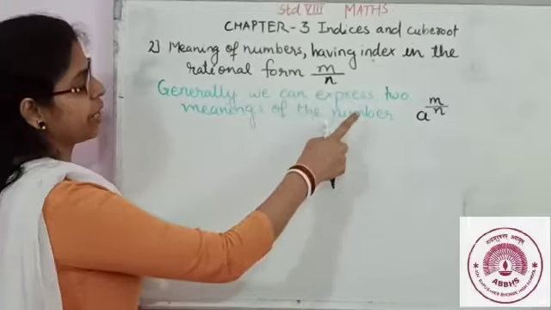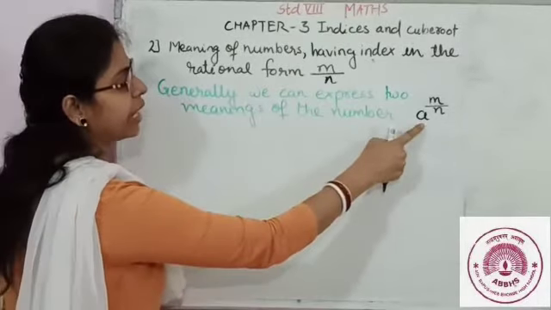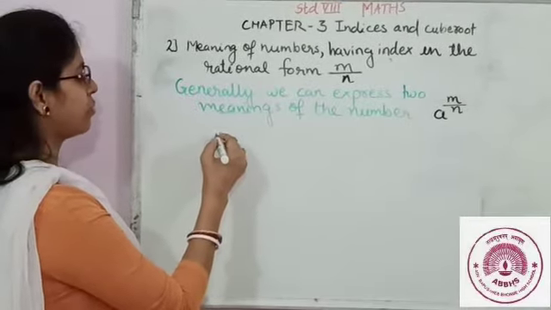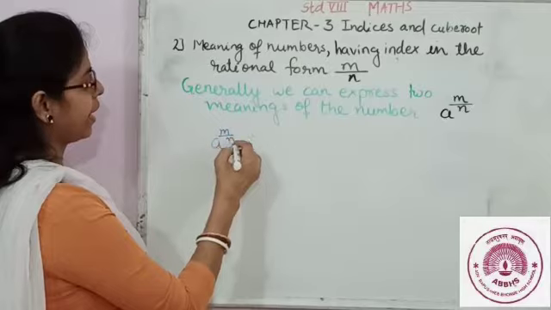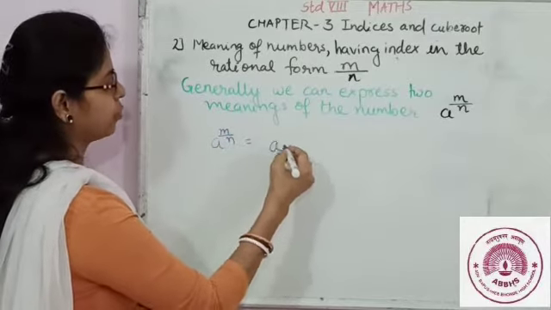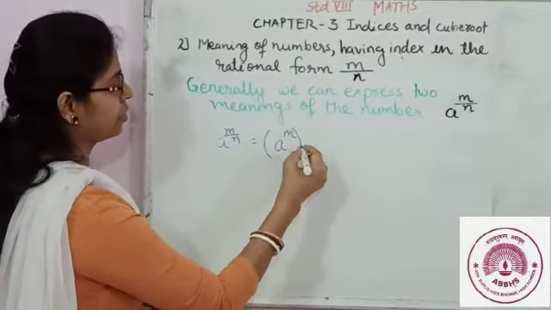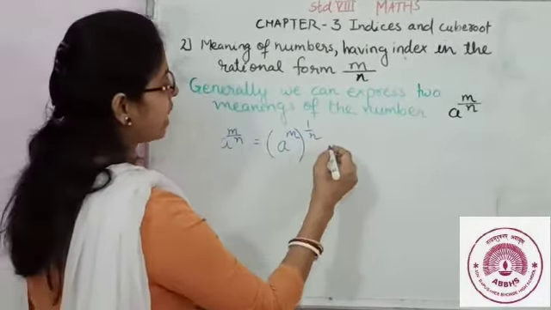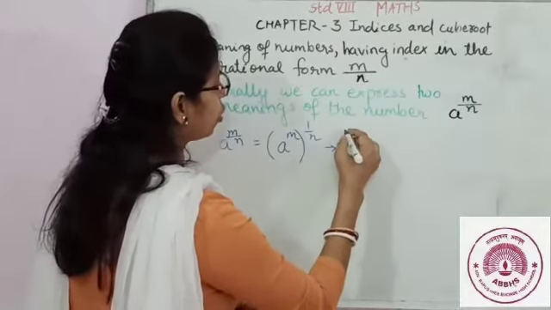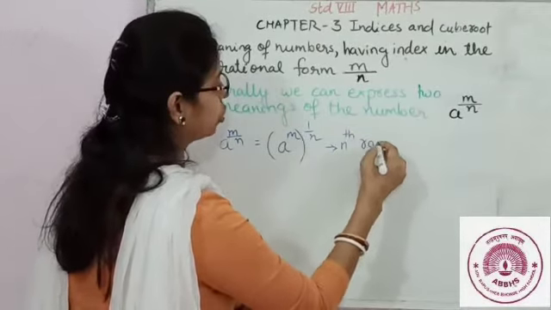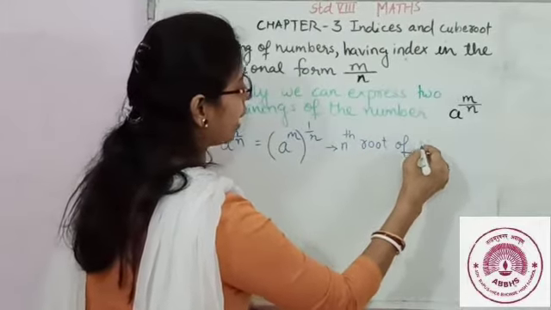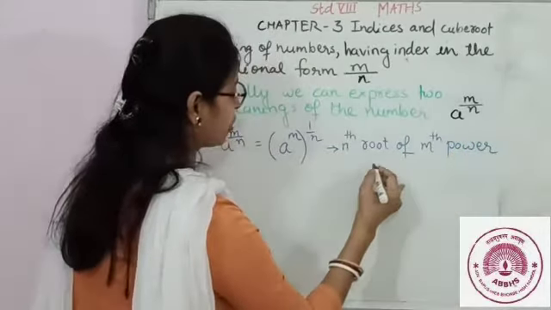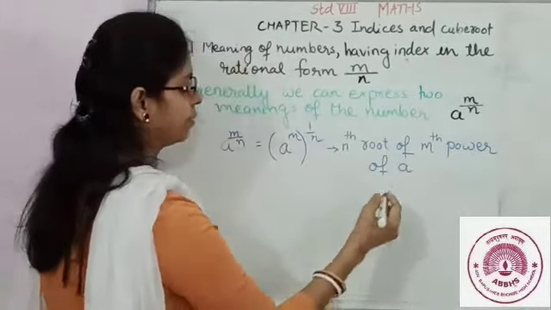Generally, we can express two meanings of the number a raised to power m by n. The first one is a raised to power m by n equals a raised to power m, raised to power 1 by n. So how do we read this? We read this as nth root of mth power of, which number? Power of a.